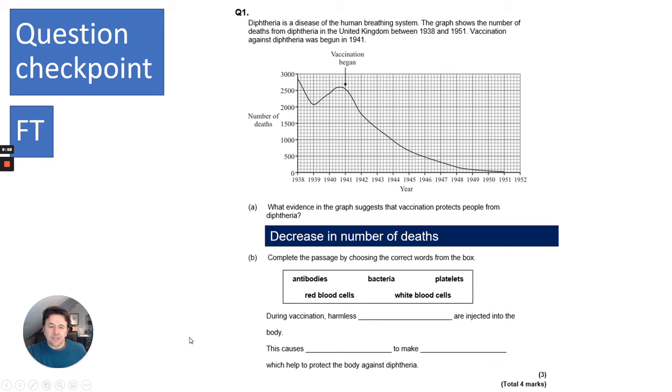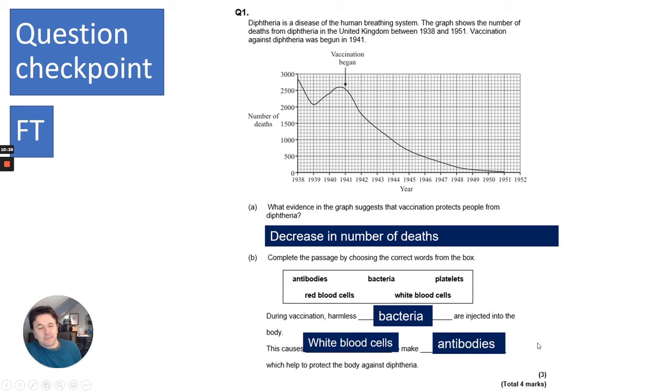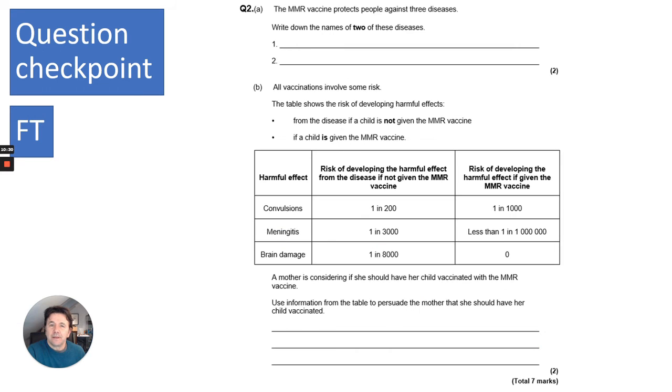So it says, during vaccination, harmless and then there's a gap. Now, they have got the words in the box. Now, this is an actual exam question. You'd expect it to say viruses, and I would expect it to say viruses. But if you look, the only word in this case could be bacteria. So it is bacteria are injected into the body. Well, if it's a vaccine, it's usually for a virus. But I'm just going with what the exam question has said. So this causes white blood cells to make antibodies which help protect the body against diphtheria. Right, question 2. So again, I'd like you to pause, read and answer in 3, 2, 1.